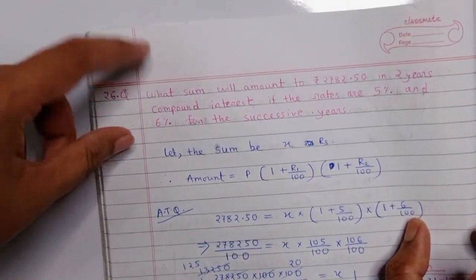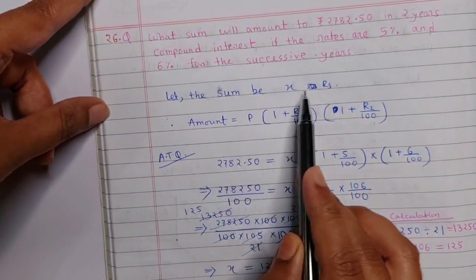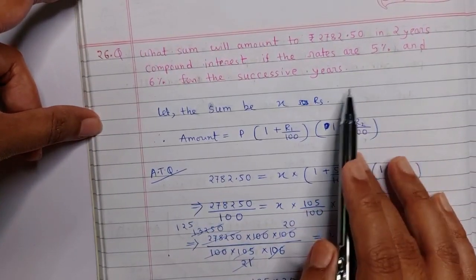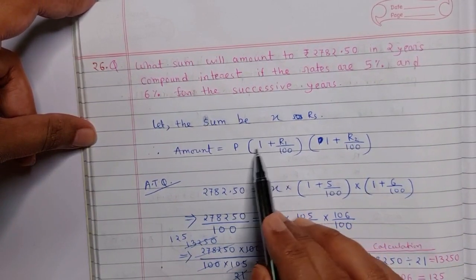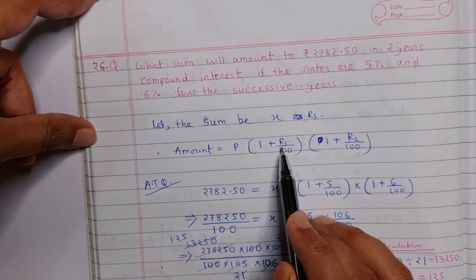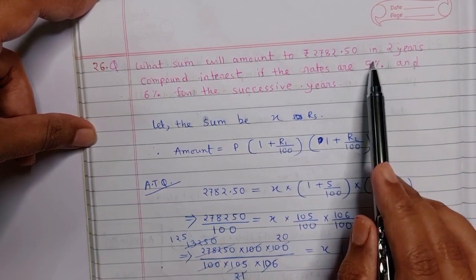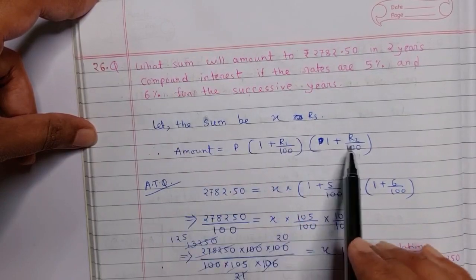So in this case, what sum? That means the principal is not given. Assume the sum to be x. Now this is the formula. Whenever you get this type of question of successive rate of interest, the formula is P into 1 plus R1 by 100 into 1 plus R2 by 100. That means the first one will be 5 by 100 and the second one will be 6 by 100.